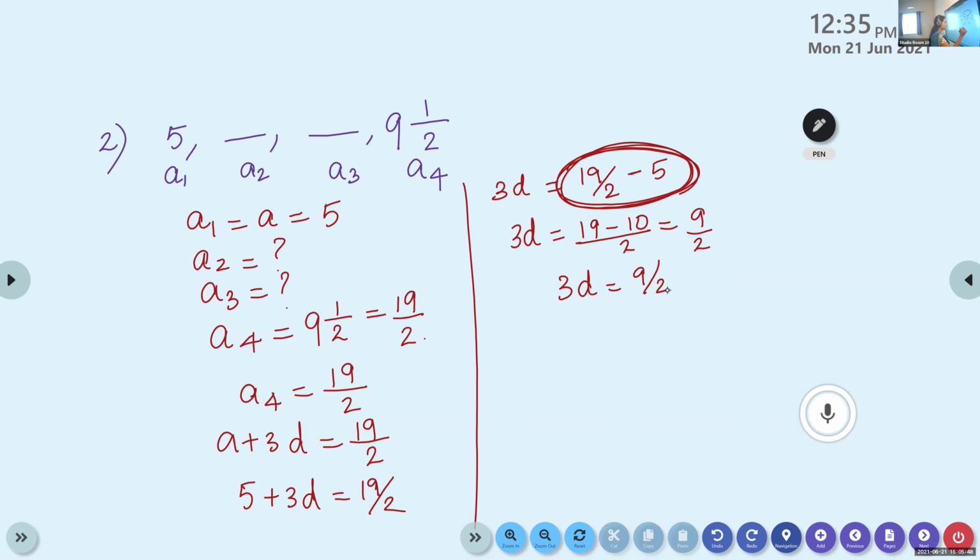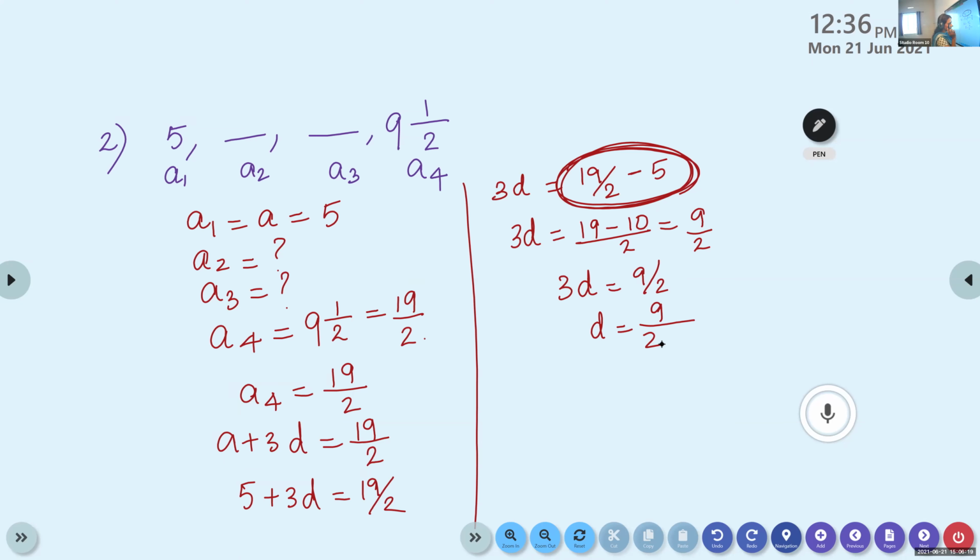John, what is the value of D? 9 by 2 into 3. 9 by 2. Where will this 3 come? Is it in the numerator or denominator? Vishnupriya, where will this 3 go when you transpose it? Numerator. This is in multiplication, isn't it?